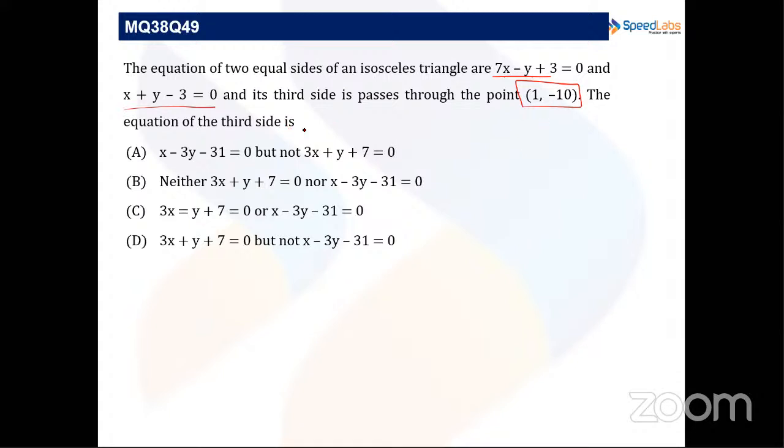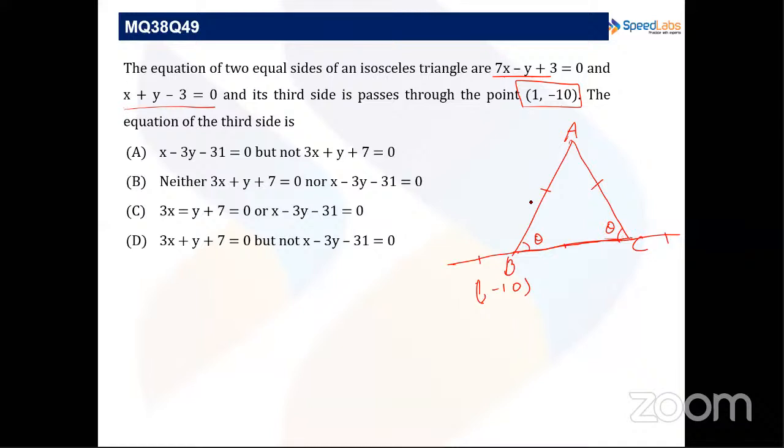Then the equation of the third side is, since it is given that it is an isosceles triangle, let's say ABC, these two sides are equal. So this angle will be theta and this will be theta. Now this line passes through the point (1, minus 10). It may lie outside this or it may lie in this section or in that section, anywhere on the line BC.